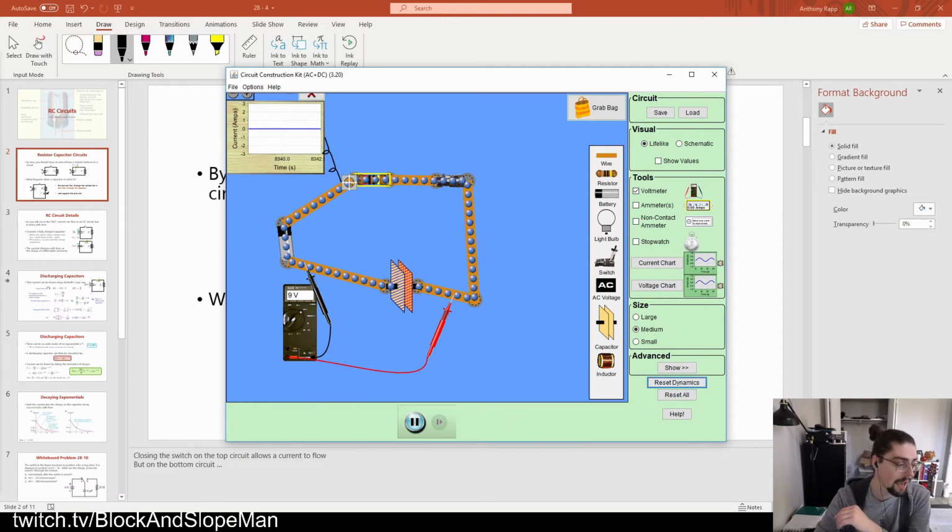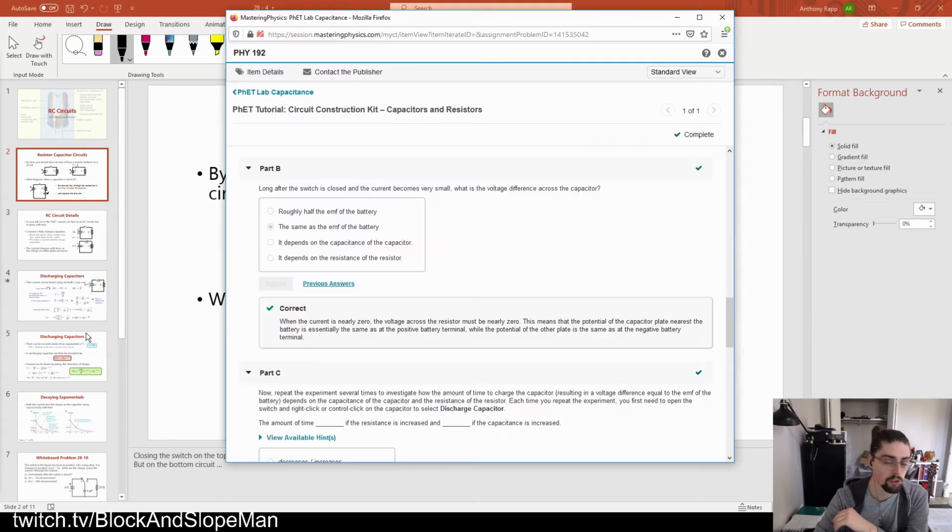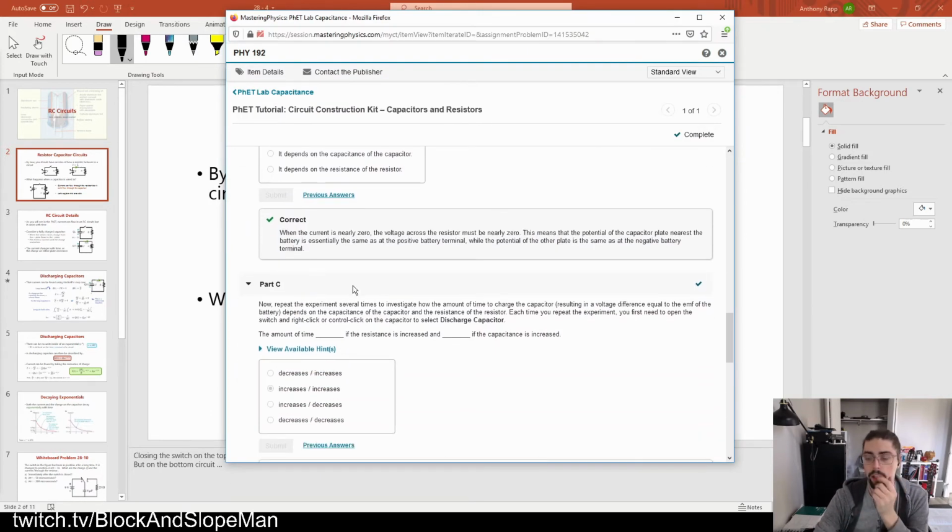So when we're looking at this problem as it's given on Mastering, repeat the experiment. The amount of time increases if the resistance is increased, and the amount of time increases if the capacitance is increased. Both of those things are either slowing down the flow of charge or increasing how much charge needs to flow to fully charge up the capacitor. So both of those things would be increasing the amount of time. That doesn't say anything about the maximum current, but the amount of time it takes to fully charge the capacitor.